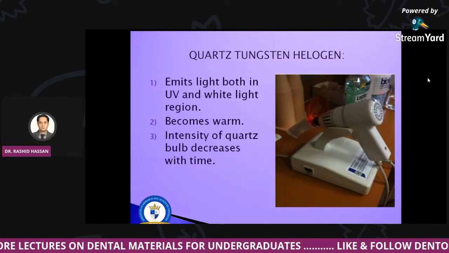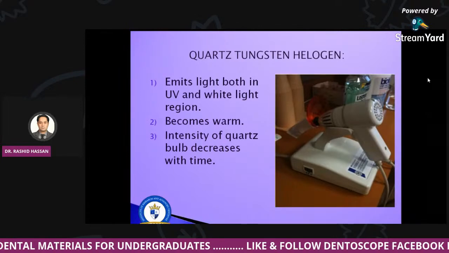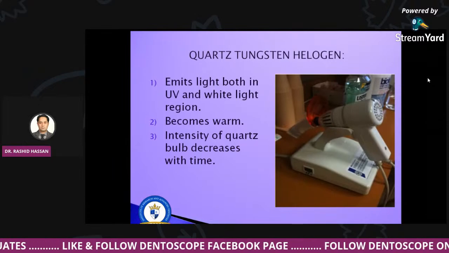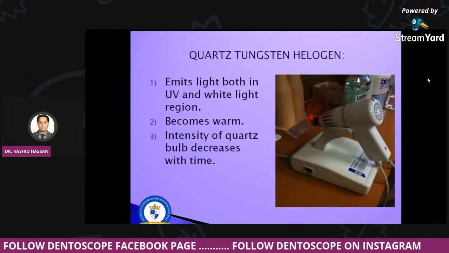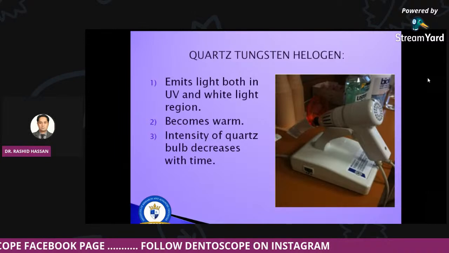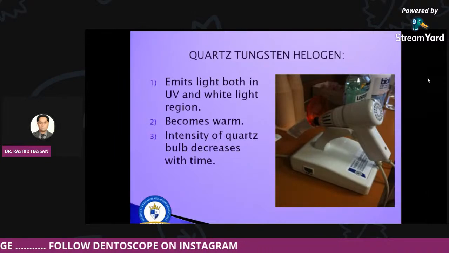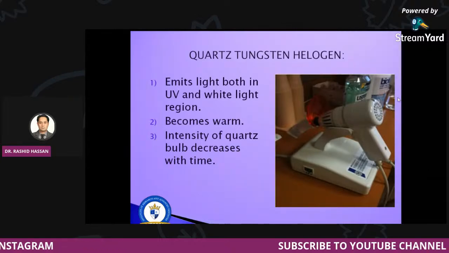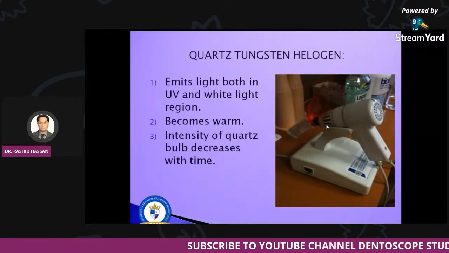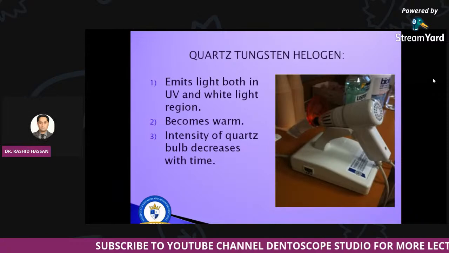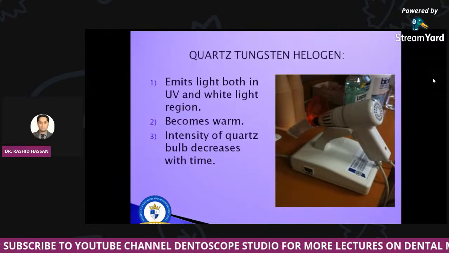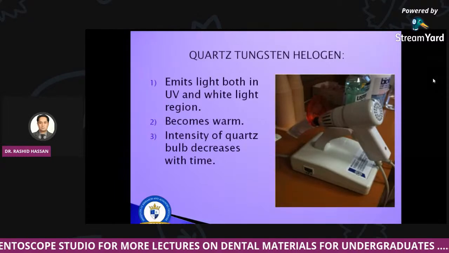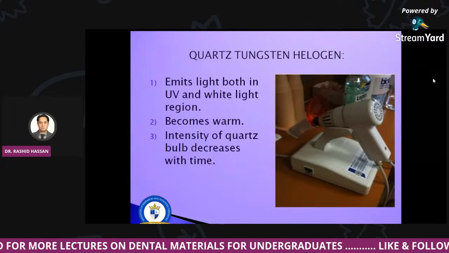Let's suppose you want to do 2 or 3 fillings and you need to cure 2 millimeter increments for all those cavities. It will become warm after some time. So the intensity of the quartz bulb also decreases with time. The quartz resistant bulb used in this type of curing light was not very stable for a longer duration of time.